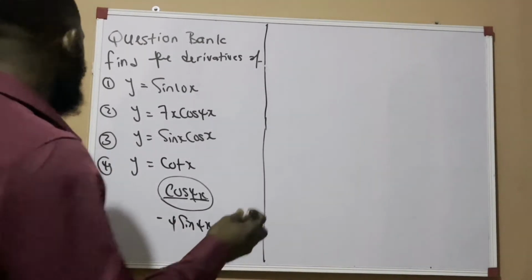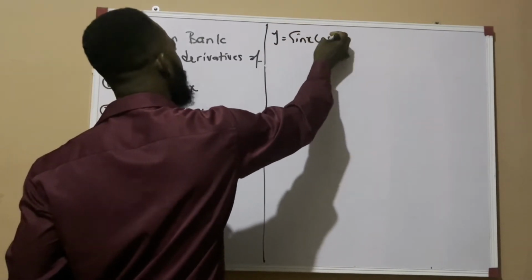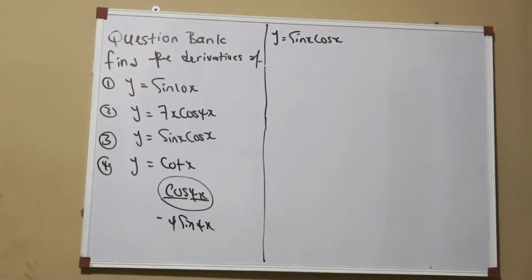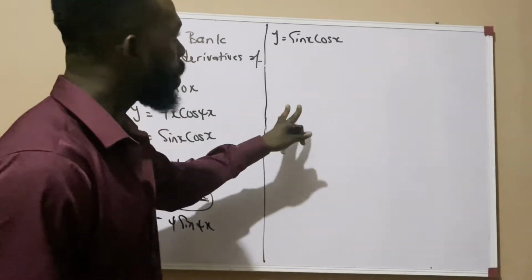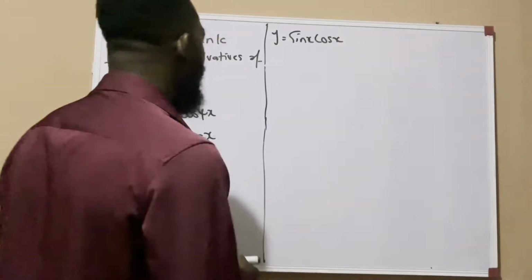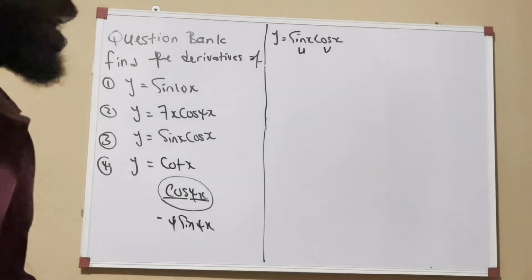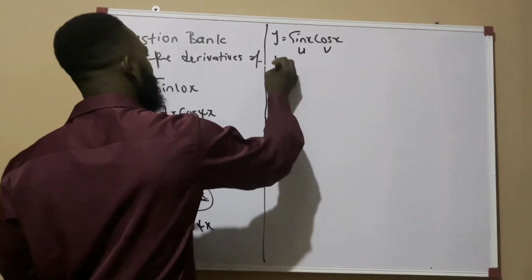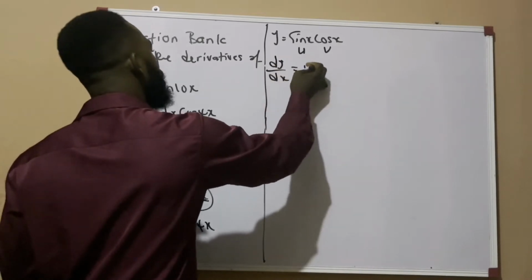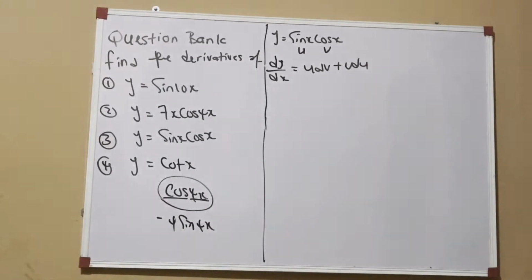Okay, question number 3 says y is equal to sine x cos x. Again, sine x cos x originally means sine x times cos x, so we are again applying product rule in question number 3. Our first function, sine x, is u, and my second function is v, which is cos x. Again, applying the formula, dy over dx is u dv plus v du. And we said again that u dv means hold u, differentiate v, and v du means hold v, differentiate u.